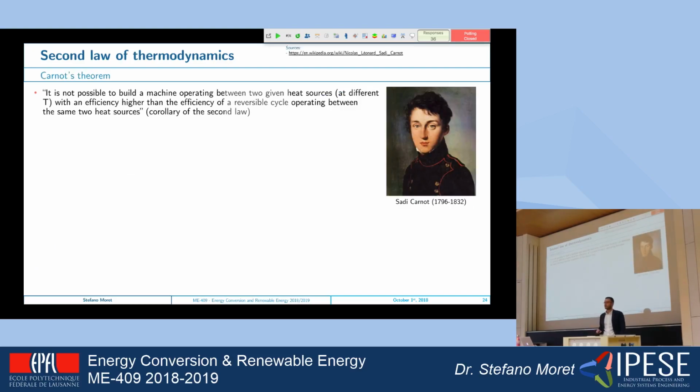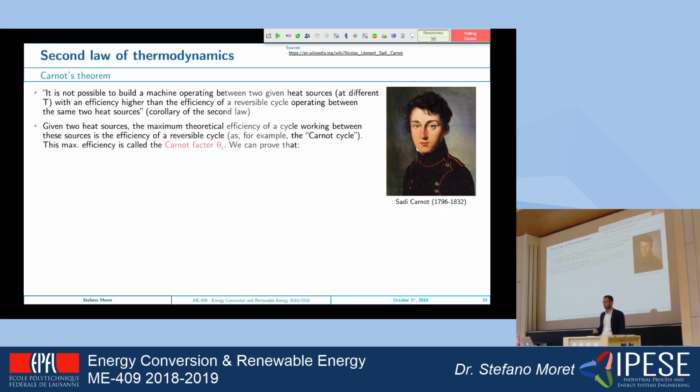So a fundamental result of the second law is what is called the Carnot theorem. Carnot was a thermodynamicist in the 19th century, in the 1800s. He brought some of the major advancements to thermodynamics. And his main result is that he defined the maximum possible efficiency of a cycle.